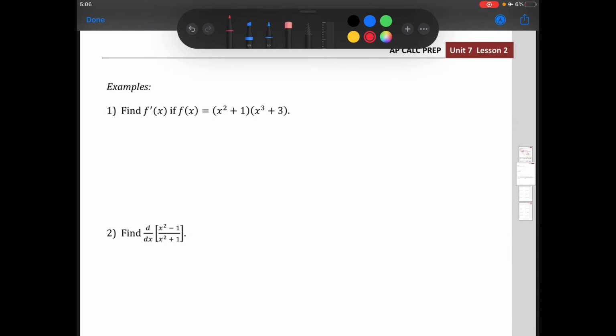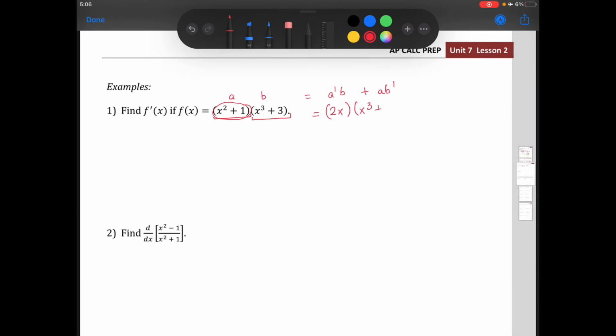So the first question says find the derivative if f of x is equal to this. So I'm going to call this, what do I see? The operation between the two is multiplication. This is going to be what? a prime b plus a b prime. So let's do that. So a prime. Let's take, what is the derivative of this? Apply the power rule. So it's 2x plus 0, which is just 2x.